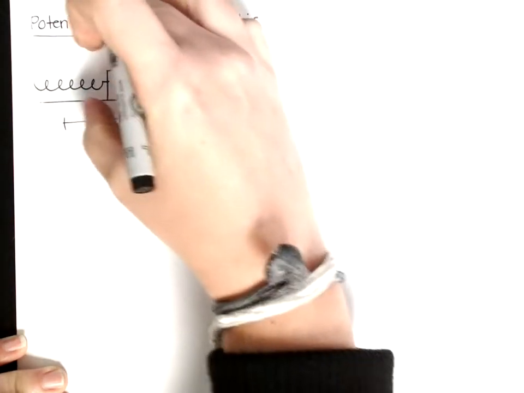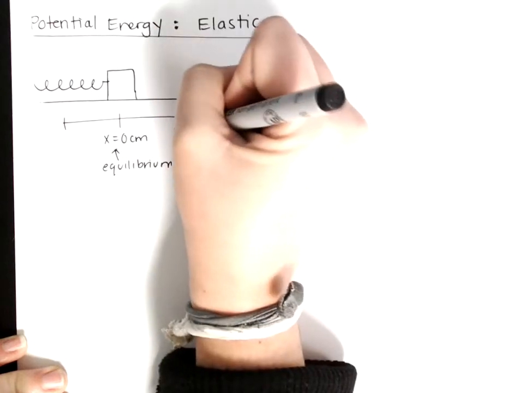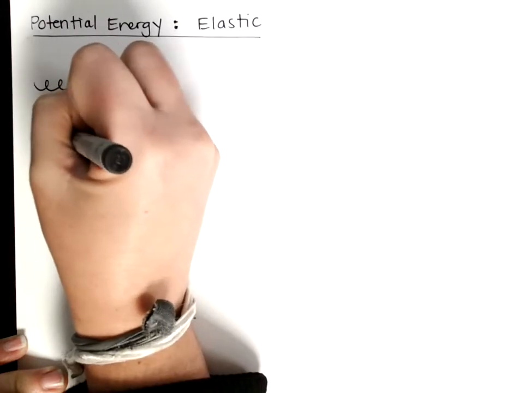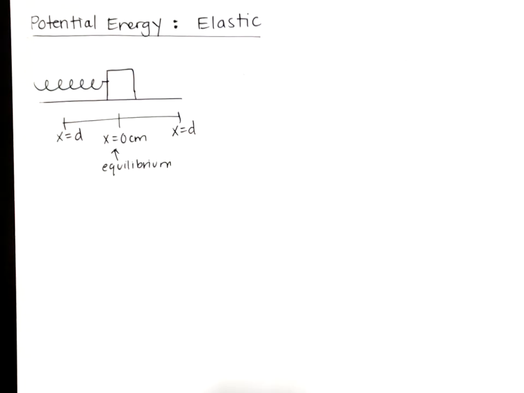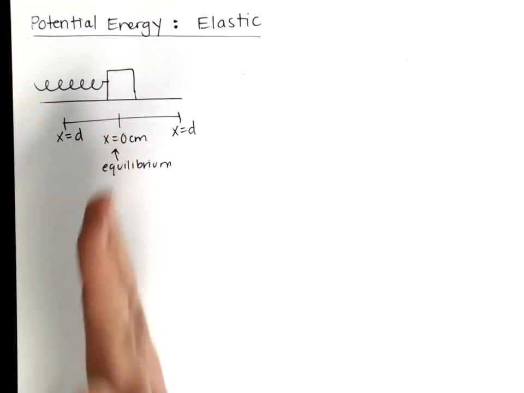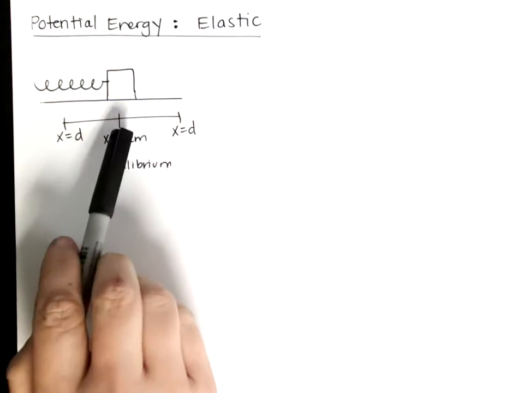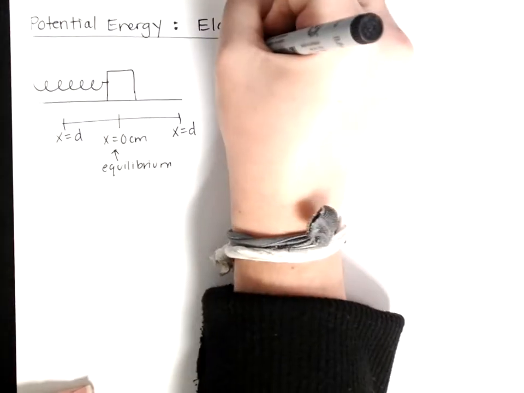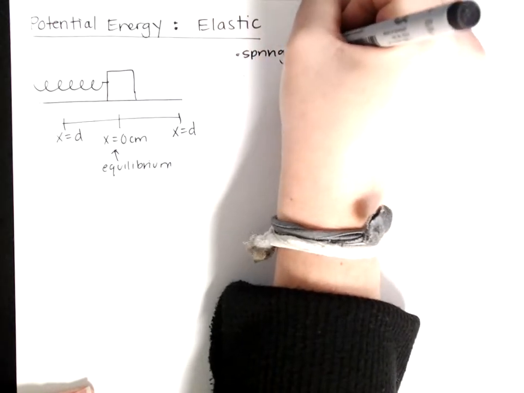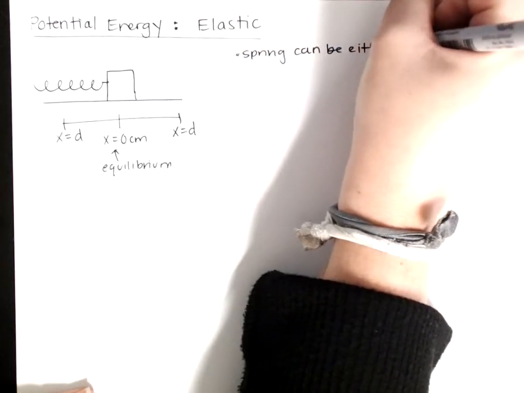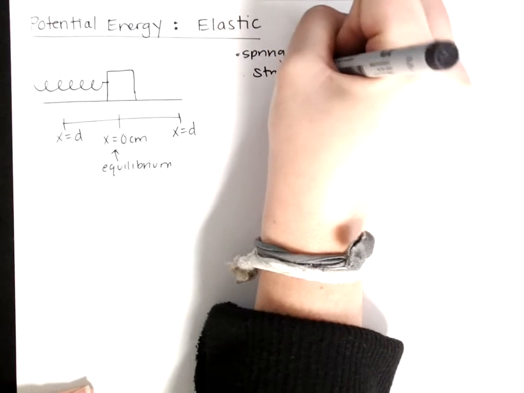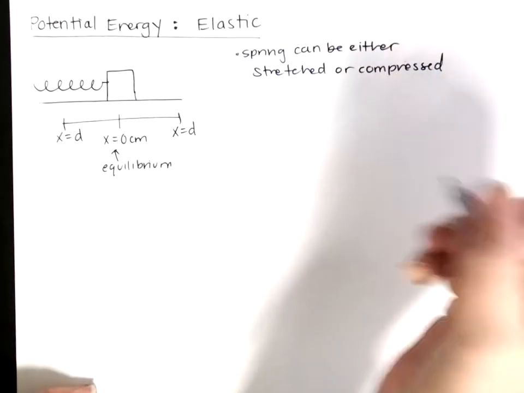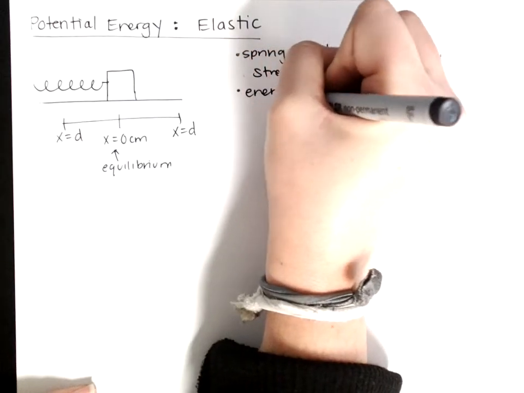We could pull this box out and stretch it to a distance, let's just say x equals d, or we could compress it and move it inwards, x equals d, a distance of d away from its equilibrium point. What we care about is how far we're moving it away from its equilibrium point. We're either compressing it or stretching it. Okay, so like I said, energy is stored in the spring.